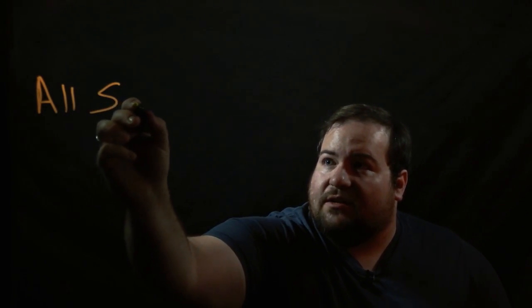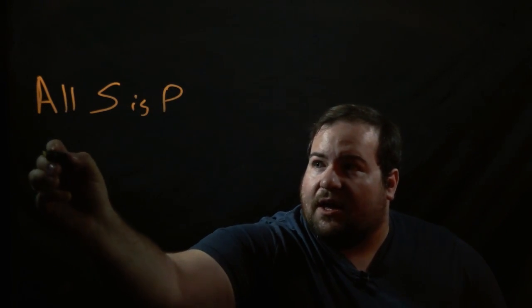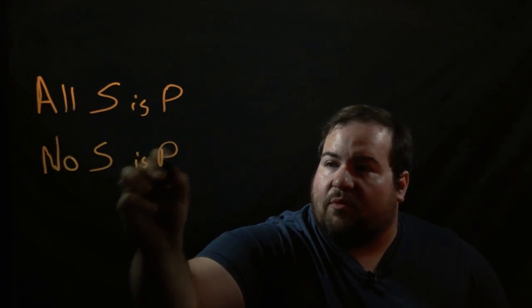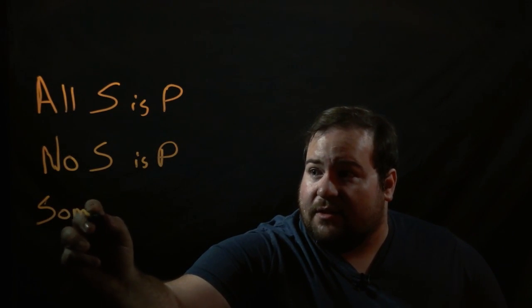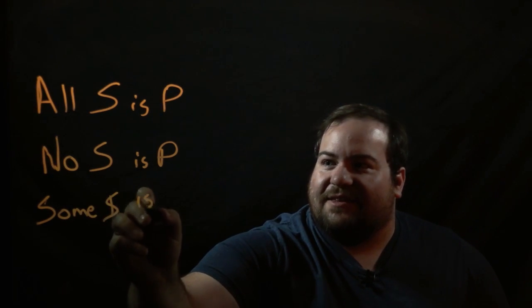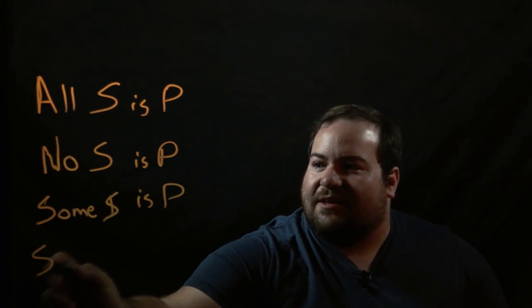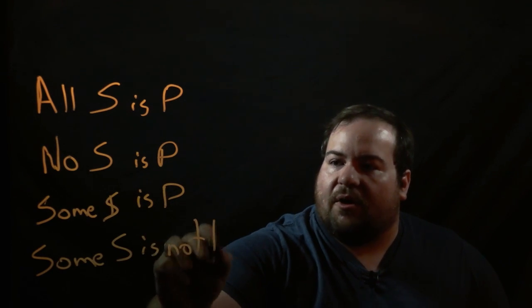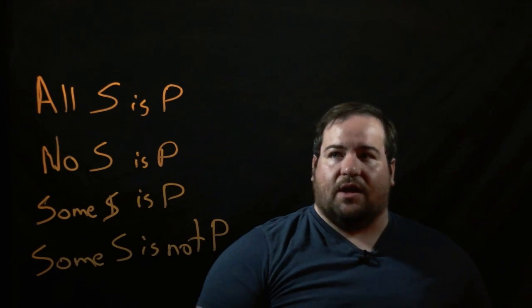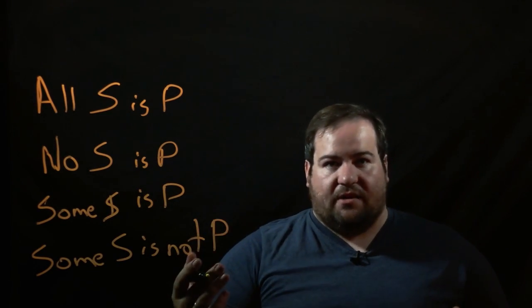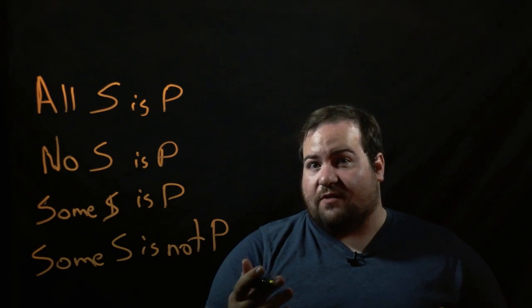You say all of a subject is a part of the predicate. No part of the subject term is a part of the predicate. Some of the subject term, that's not money, that's subject, is part of the predicate, and some of the subject term is not part of the predicate term, right? We'll use these terms, predicate and subject term, a lot from now on, so just familiarize yourself with them.